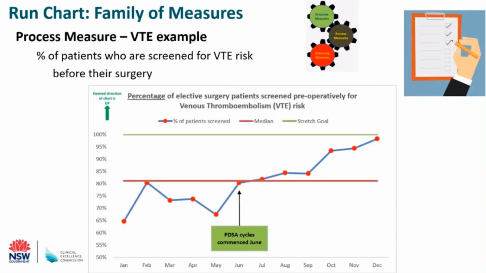For this VTE project, we're now going to look more closely at the different measures, the outcome, process and balancing measures. And this first chart here is a process measure, and it's looking at the percentage of elective surgery patients screened preoperatively for VTE risk. The desired direction of this chart is up. The median is around 82%. There are lots of PDSA cycles that were done in June, which has resulted in an upward trend. So they're happy with this result.